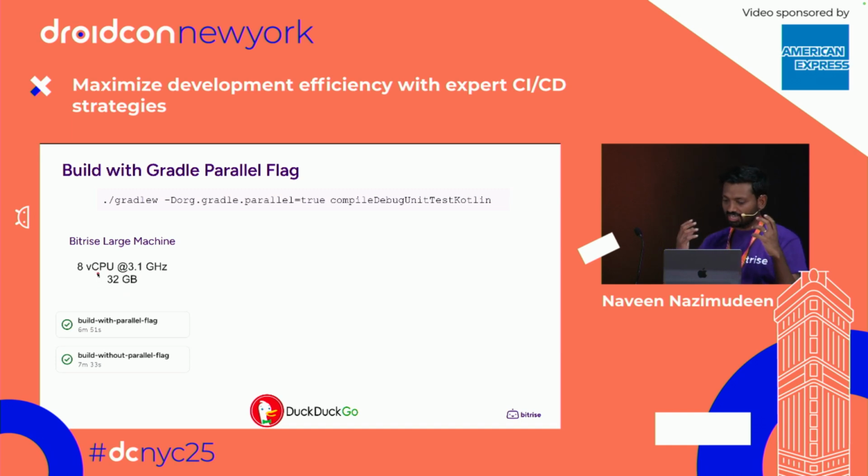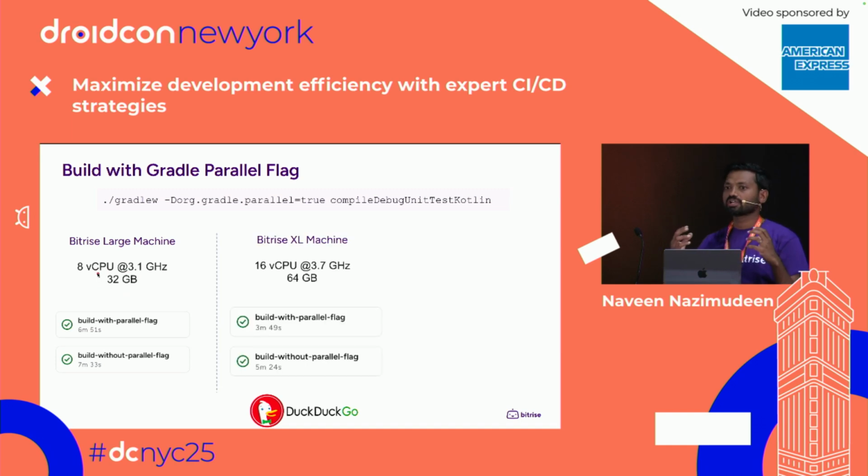So I had this idea that let's try it on a bigger machine, which is a Bitrise XL machine, which had 16 vCPU and 64 GB RAM. You can compare the timing here. It was 6 minutes 51 seconds versus 3 minutes 49 seconds here. That means you save roughly 2 minutes.